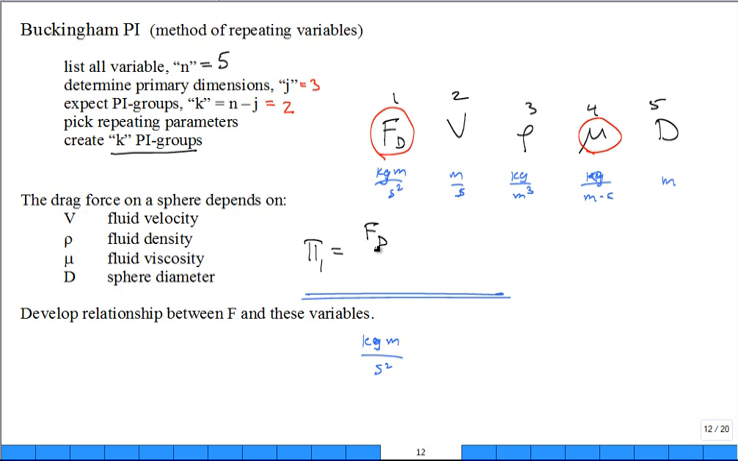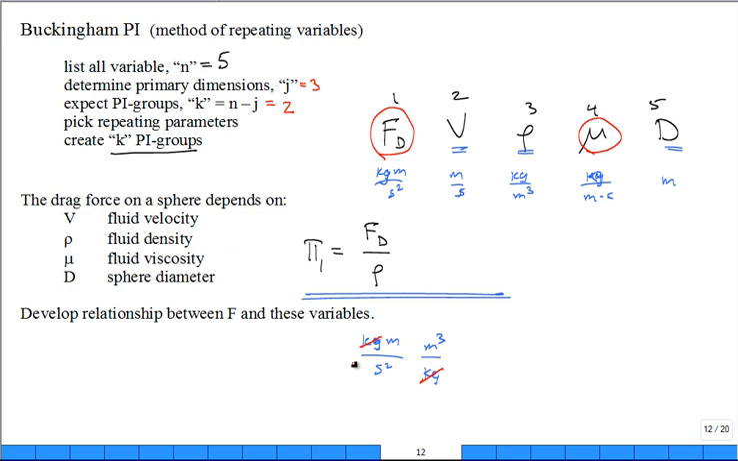Now, if I want to get rid of this kilogram, I'm only going to be able to use V, rho, and D. Rho is the only one that has kilogram in it. I better get rid of that kilogram right away. So I divide by rho. When I divide by rho, I chase my units. It's a kilogram divided by meter cubed, and kilograms are now gone.